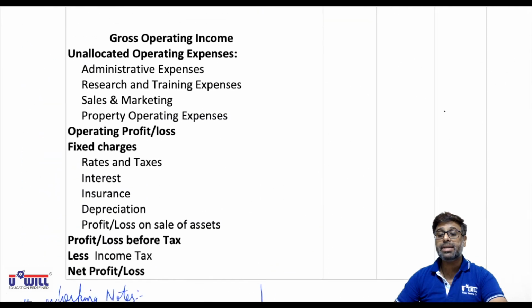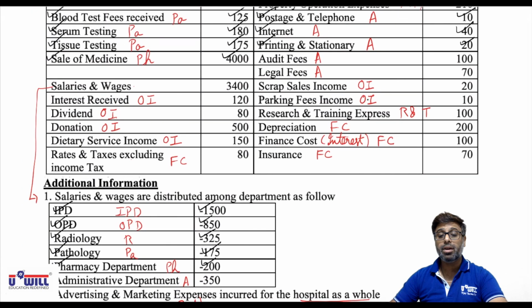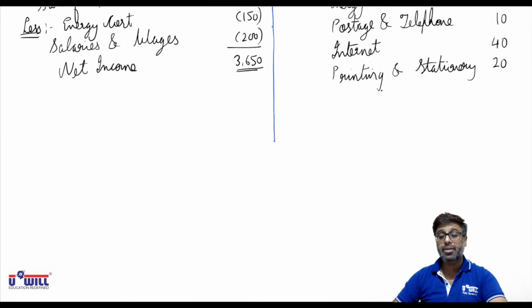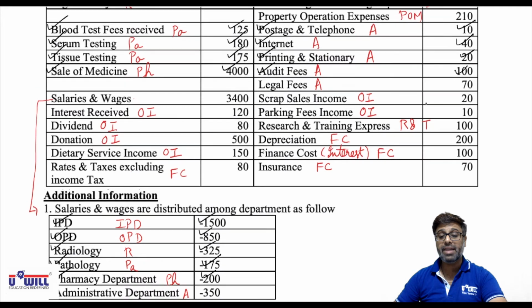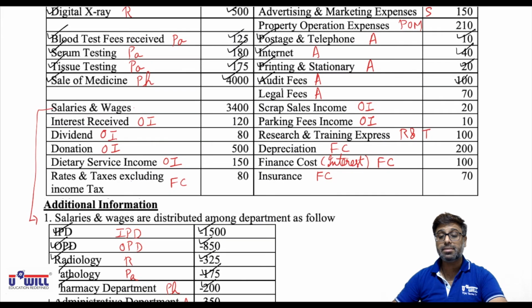Then after printing and stationery 20, we have audit fees of 100. Audit fees 100. Then after audit fees of 100, we have legal fees 70. Legal fees 70.